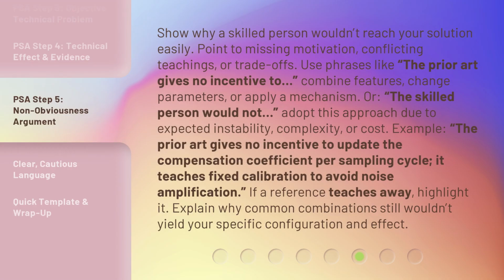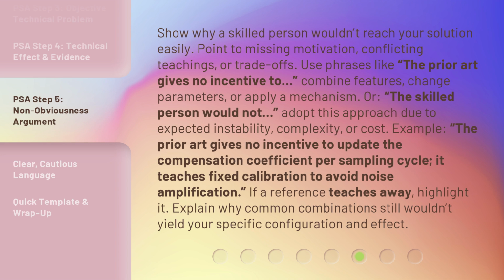Show why a skilled person wouldn't reach your solution easily. Point to missing motivation, conflicting teachings or trade-offs. Use phrases like, the prior art gives no incentive to combine features, change parameters, or apply a mechanism. Or, the skilled person would not adopt this approach due to expected instability, complexity, or cost.